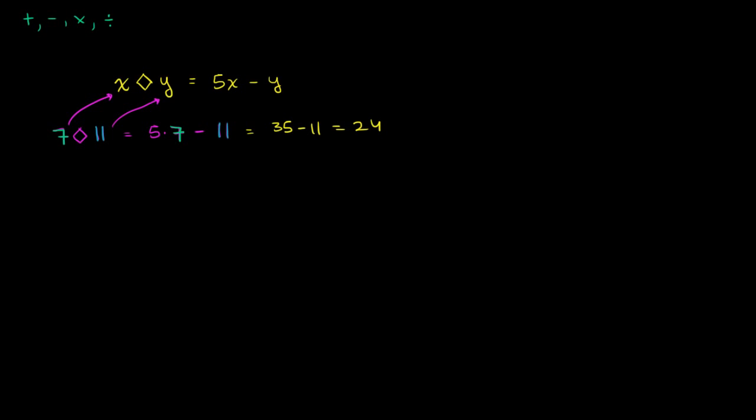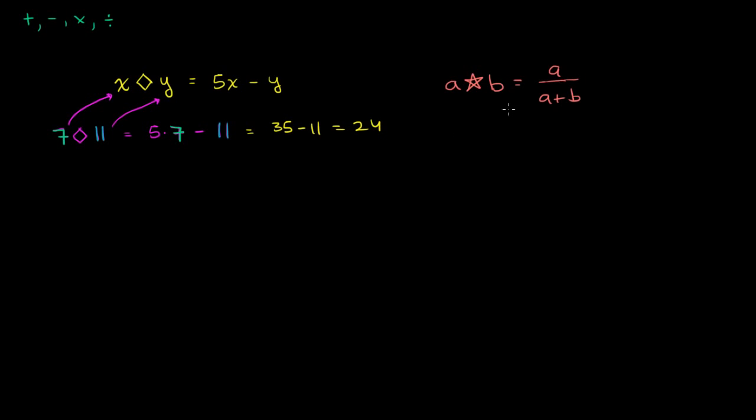We can define other things. We can define something crazy like, I mentioned a star, let me use a star. Let me write it this way. A star B. Let's say that that is the same thing as, I don't know, A over A plus B.